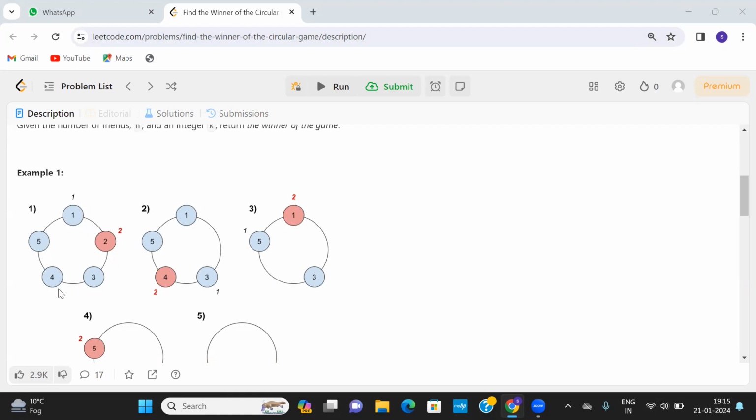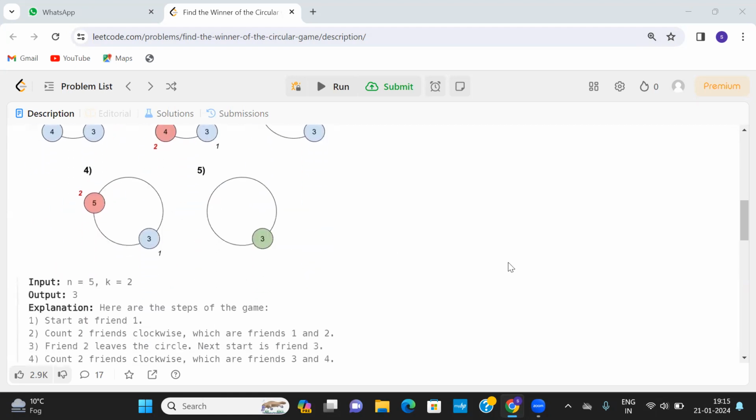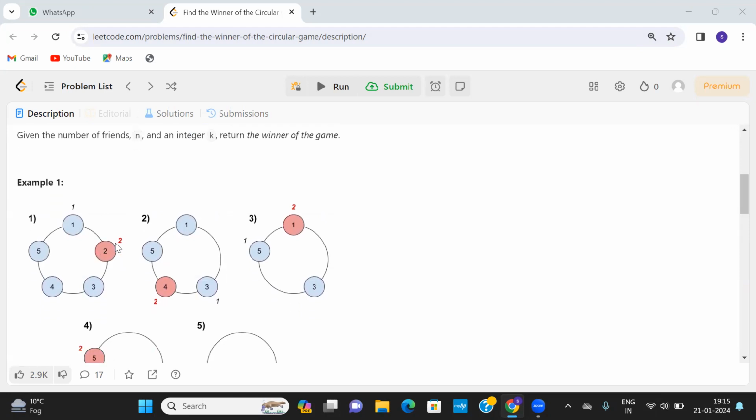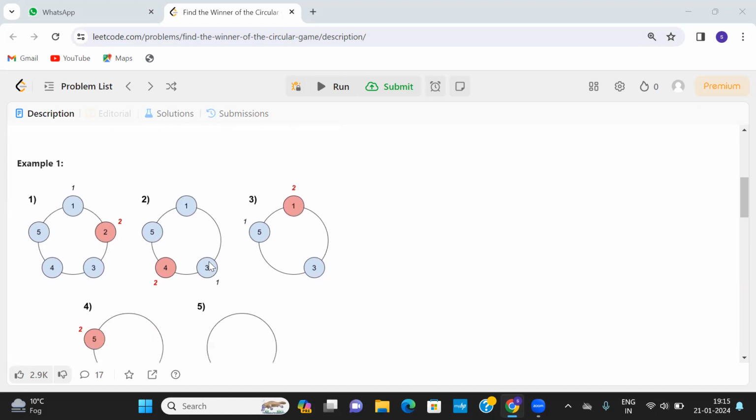For example, these 5 friends are given to us: 1, 2, 3, 4, 5. We will count. At 1, our count is 1. At 2, our count is 2. And the k value is also given to us as 2. So we will eliminate 2 in the first round. Then we will be left with 1, 3, 4, 5. Again with 3, we will start our counting from 1, and 4 is 2. Whenever we encounter 2, we will eliminate that particular number. So we will now eliminate 4.